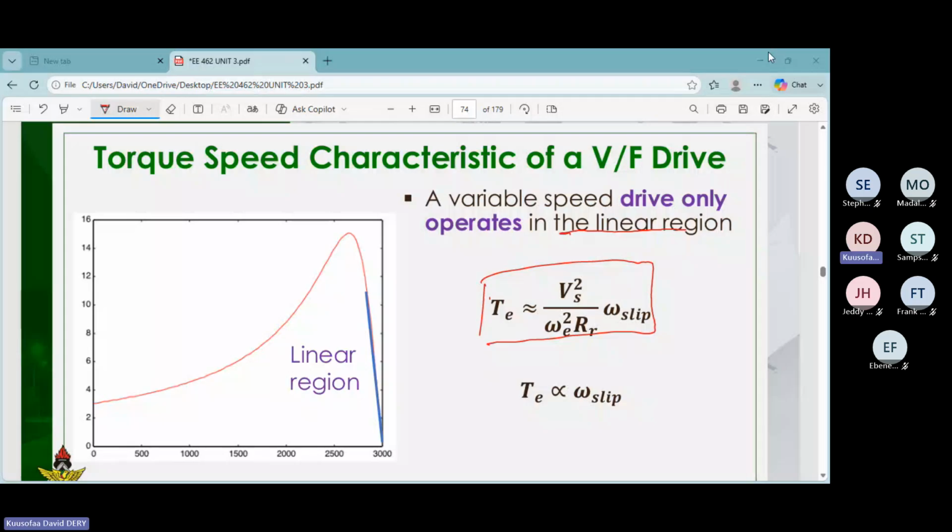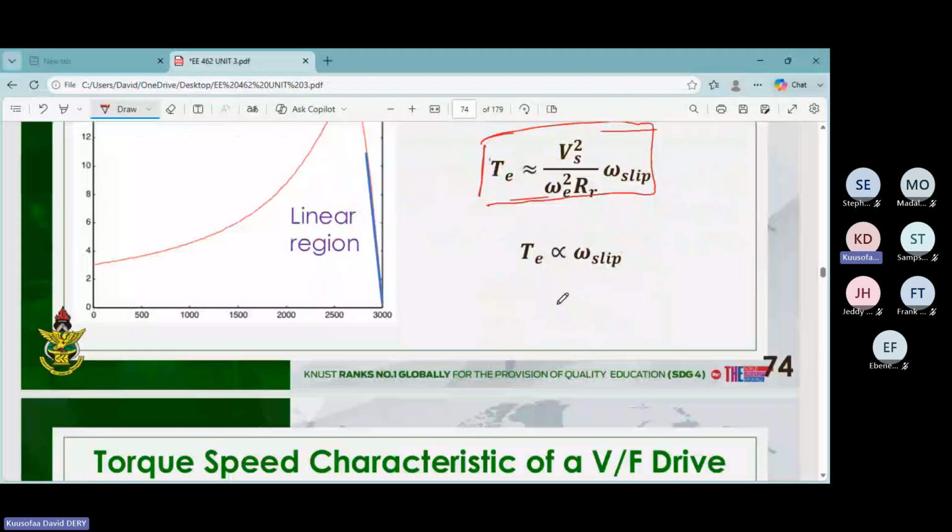Please, let's continue. Since it is operating in the linear region, the slip is very small, so the torque will be governed by this relationship. This is what we are going to use; this will be the torque speed relationship. We can see that the torque is proportional to the slip, omega slip, all right.